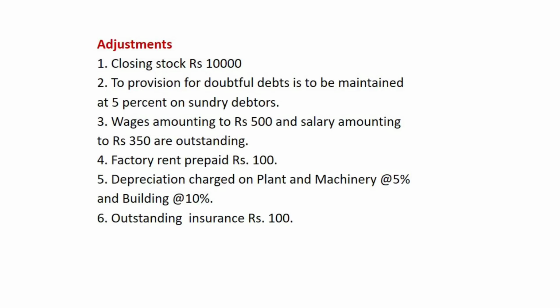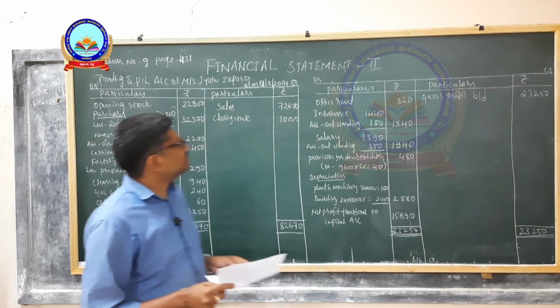Depreciation charged on plant and machinery at 5% and building 10%. Depreciation is to be calculated and charged on the two fixed assets. One is plant and machinery at the rate of 5% and another one is building at the rate of 10%. And the last adjustment is outstanding insurance. The insurance premium is outstanding or due for rupees 100. Okay, now let us solve the problem.